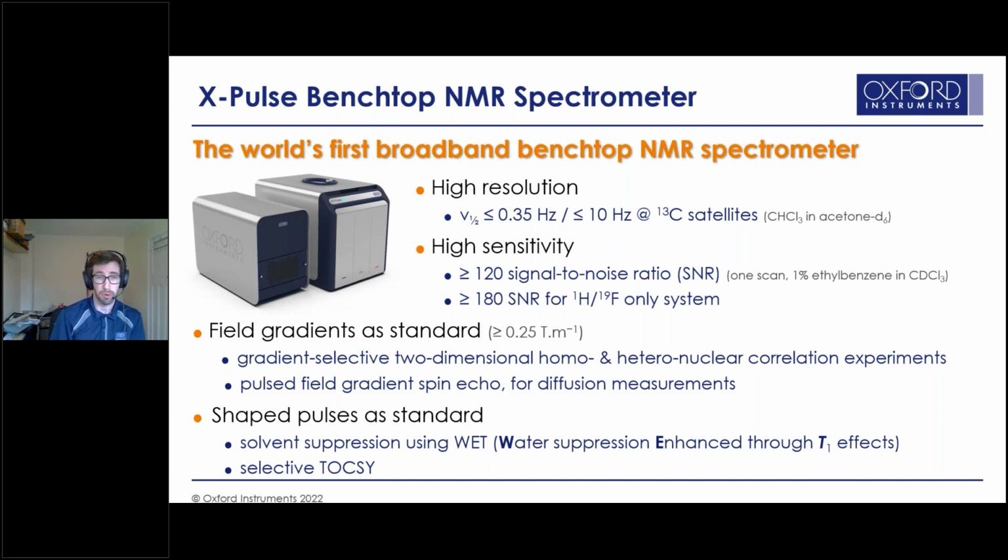We have pulsed field gradients as standard, which means that you can start to do more intricate experiments or speed up your 2D experiments with gradient selective versions, or start to do some diffusion spectroscopy, as well as using things like shaped pulses for the solvent suppression techniques that Sasha was also talking about, that can be used much more effectively with the NMR torch than potentially with a fiber optic arrangement.